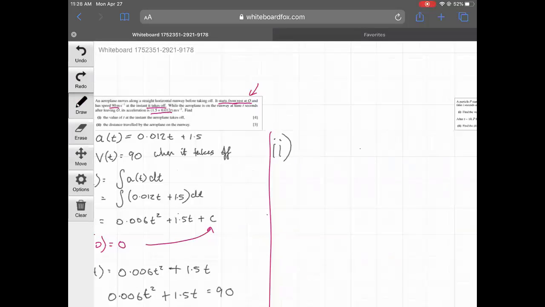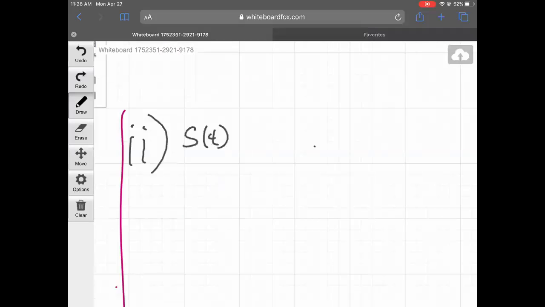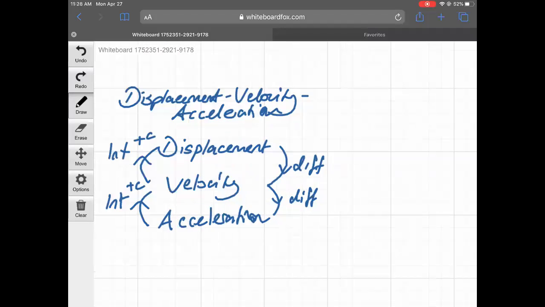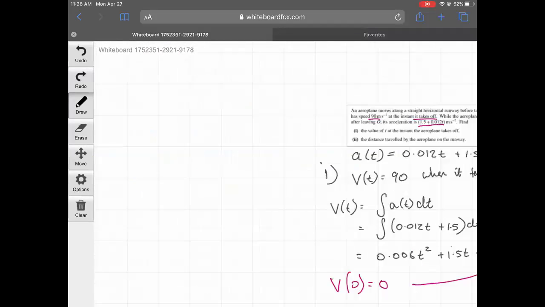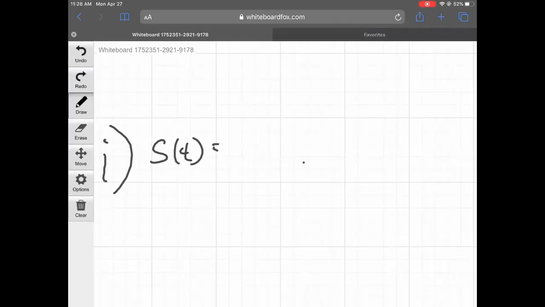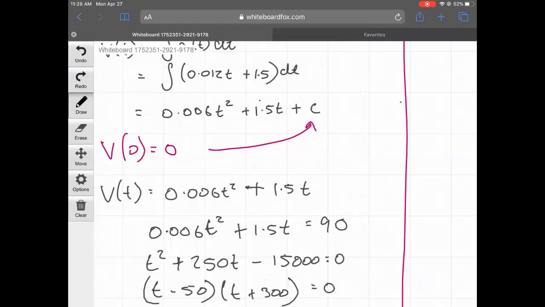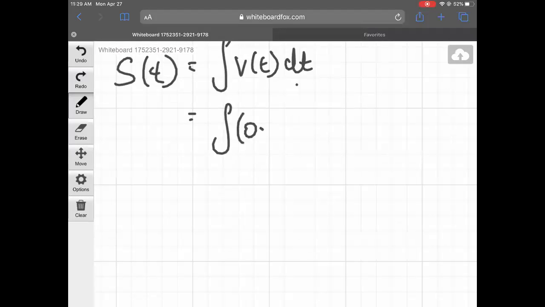The distance traveled. So now we need an expression for s of t. So again, s of t is displacement. We have to integrate velocity or integrate acceleration twice. Well, we have our velocity expression from before, so we can integrate that to find our displacement. So it's the integral of velocity with respect to time. So my velocity expression is here, 0.006 t squared plus 1.5 t dt.